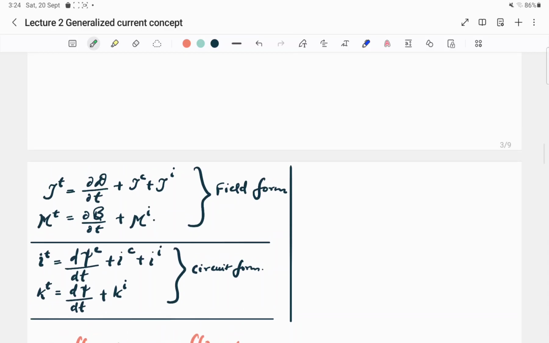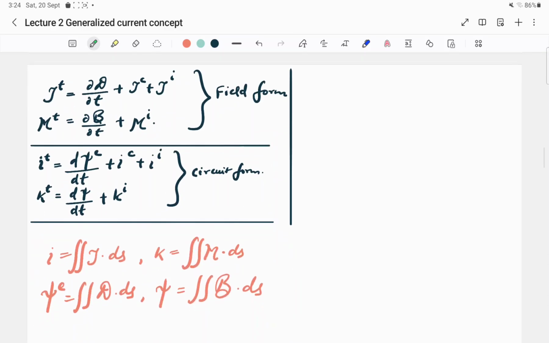Now look at these equations. The total current JT is equal to delta D over delta T plus Jc plus Ji, and total current MT is equal to delta B over delta T plus Mi. Since these are field quantities, we can say this is in field form. So total current is represented in field form.